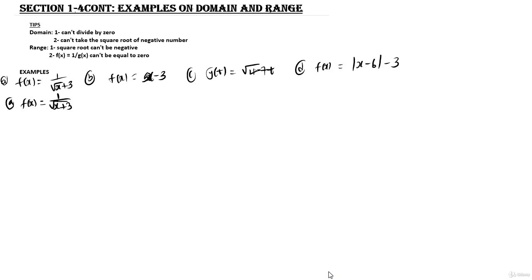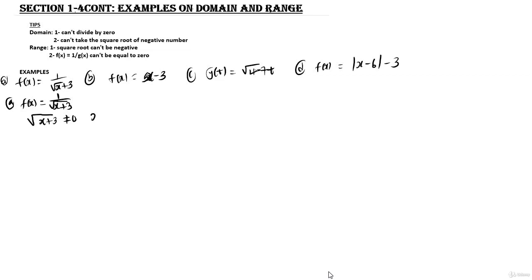Right? So looking at the first tip, we said we can't divide by 0. So this means that the square root of s plus 3 cannot be equal to 0, because if the square root of s plus 3 is equal to 0, this is going to make the denominator 0, but we said we can't divide by 0, so we are trying to avoid that. So the square root of s plus 3 cannot be equal to 0.